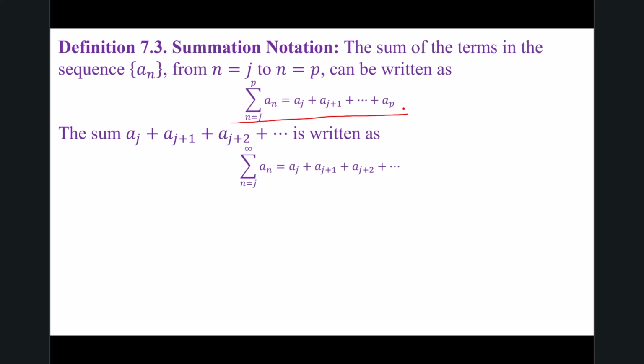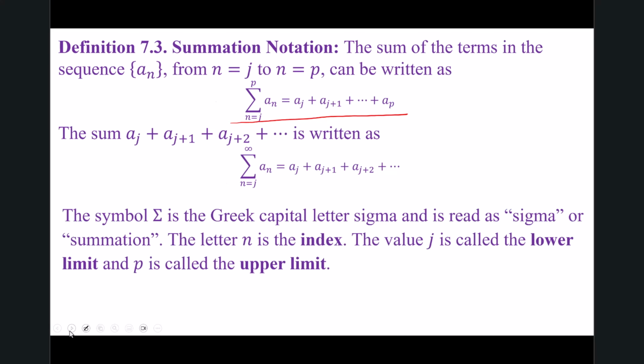So we're starting with j, whatever that number is. It might be 1, it might be something else, and we're going to go up until we get to p. The second one, where we have n equals j to infinity, that means we'll just keep adding. So we have the sum from n equals j to infinity of a sub n equals a sub j plus a sub j plus 1 plus a sub j plus 2, etc. This symbol is the Greek capital letter sigma. The letter n we'll call the index, j is the lower limit, and p is the upper limit.